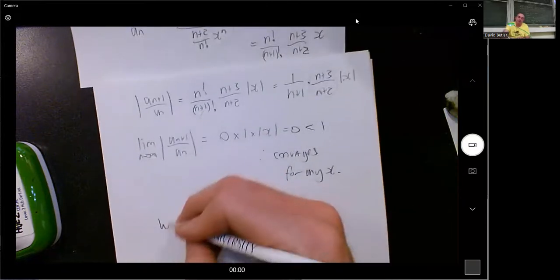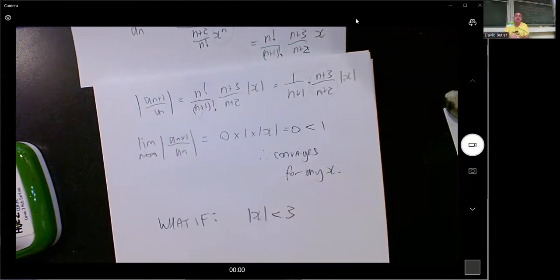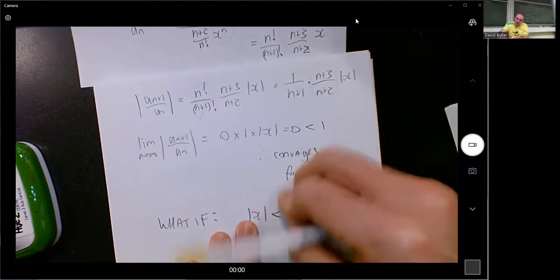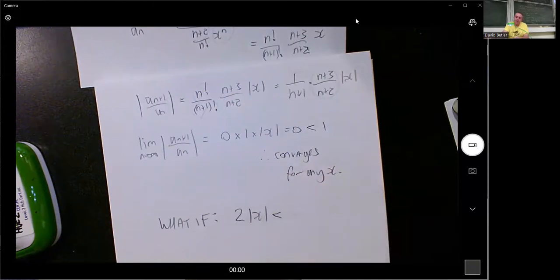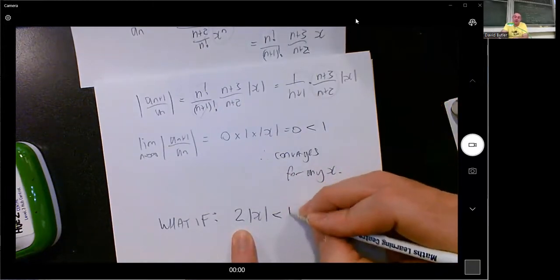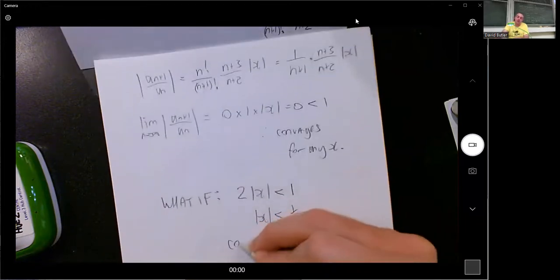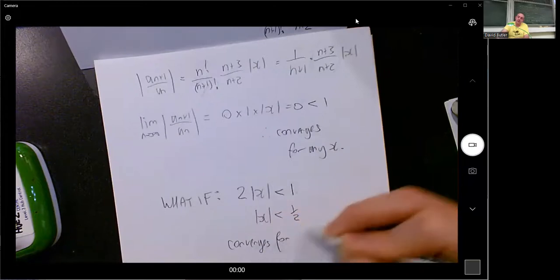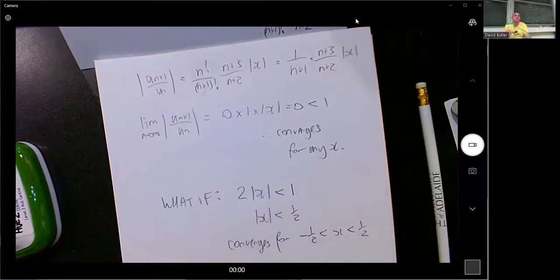You know, what if you'd gotten something like this? Not like that. What if you'd gotten that at the end? Then you'd say it has to be less than 1 to converge, and so the x would have to be less than a half. And so we'd say it converges for x between minus a half and plus a half, because that's what that means. If your x wasn't an x, but it was just a number, then you'd just get an answer. You wouldn't say it converges for any x. You'd just say, well, this is my answer, and it converges or it doesn't converge.